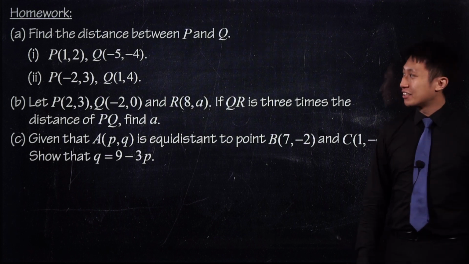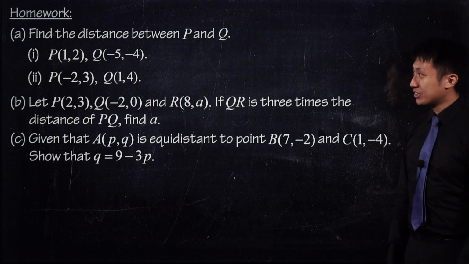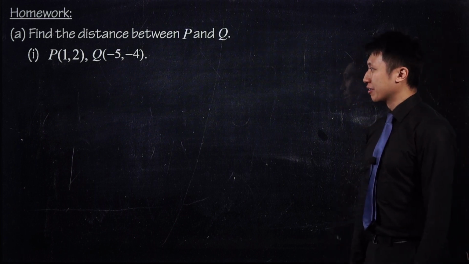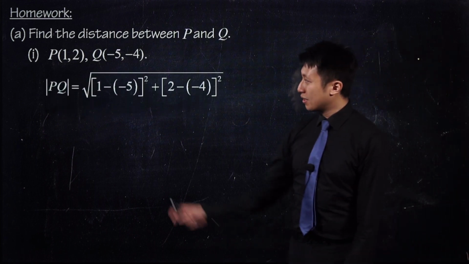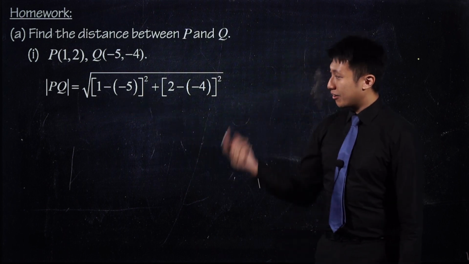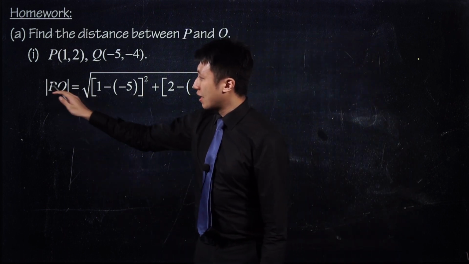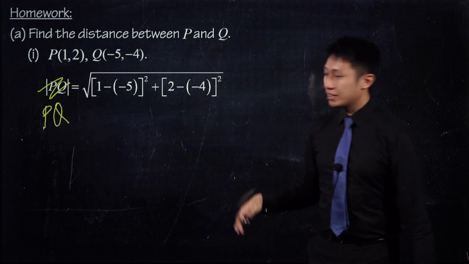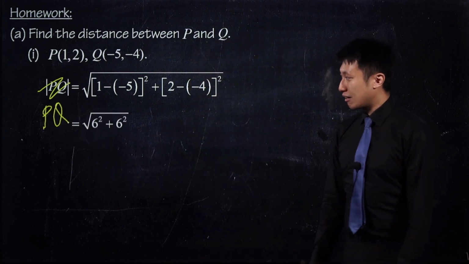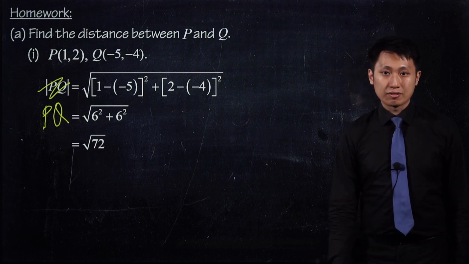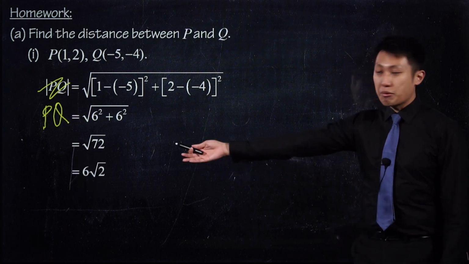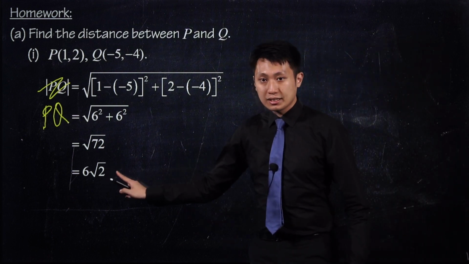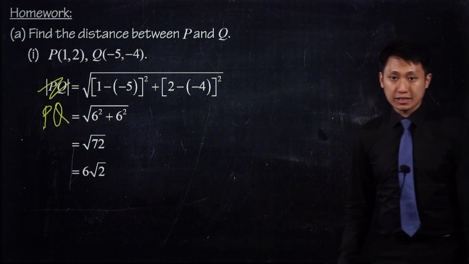Hi, welcome back to the solution to this homework. Find the distance between P and Q. Oh, this is very simple. The distance between them, you can either write this one, but normally you don't write this one. You just write PQ will do. PQ is equal to the square root of this thing, and just calculate it. It's equal to square root of 72, and that will be 6 square root 2, because inside was 36, then you bring it out, it becomes 6.